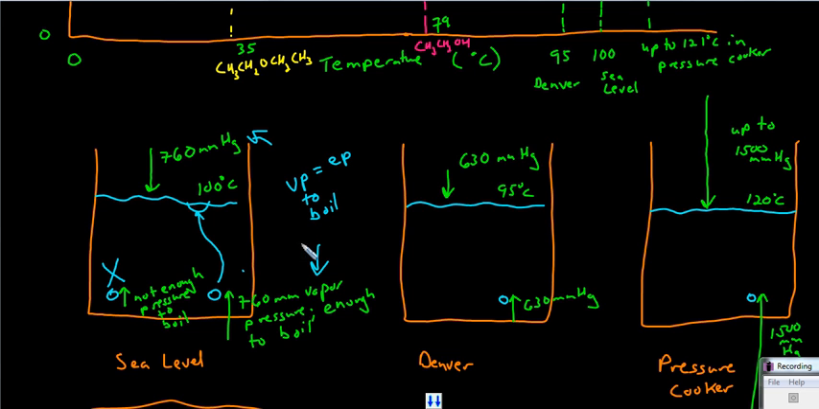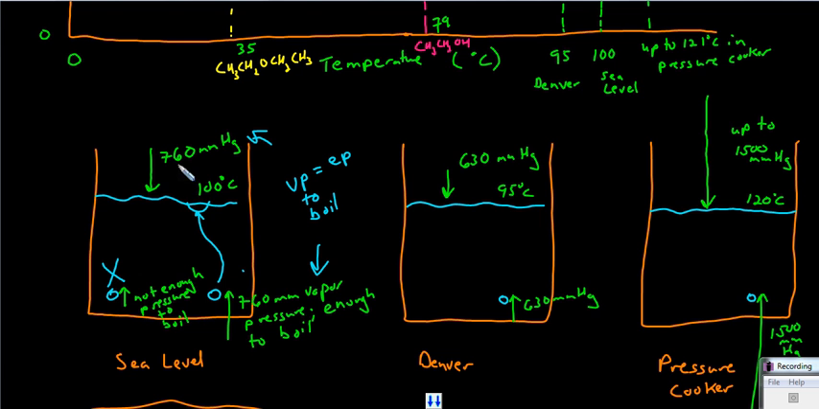So we see then that water's vapor pressure is equal to 760 millimeters of mercury at 100 degrees Celsius. And so when water boils, it occurs at 100 degrees Celsius, and as long as water is boiling, it will be at 100 degrees Celsius.